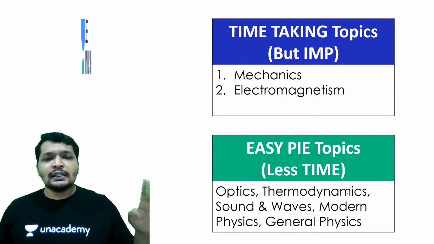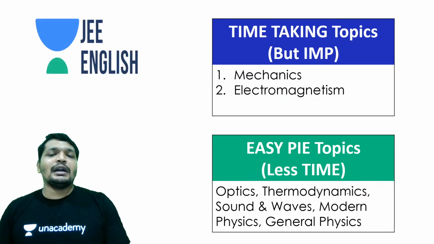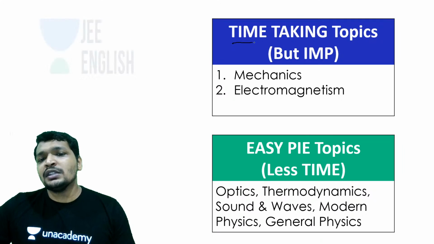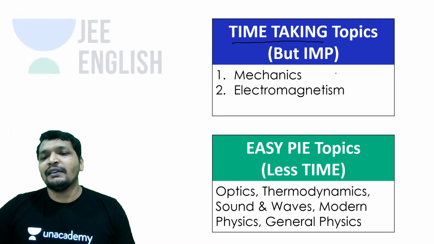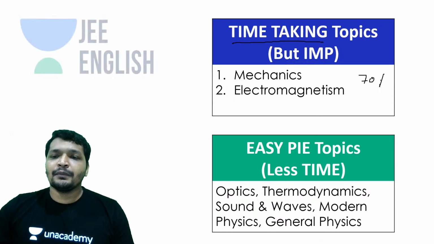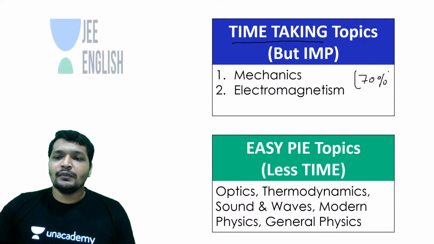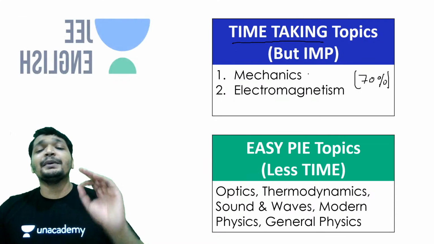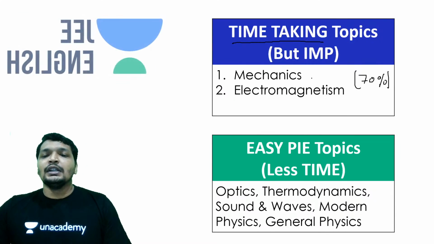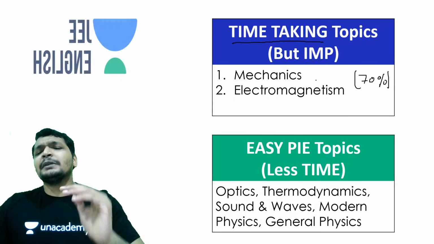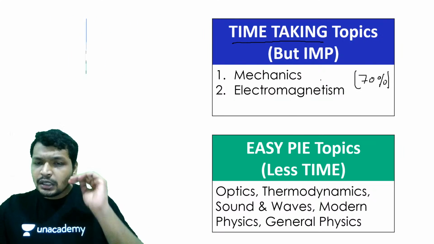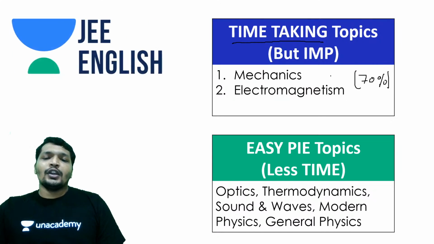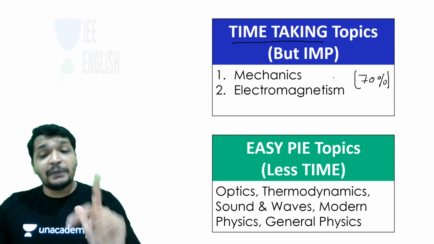Mechanics and electromagnetism is something that you have to complete. It's time taking, of course. Why you have to complete? Once we get into weightage analysis, right, it's 70% of it. These two topics are around 70% of the paper. If you want to cover the 70% of the paper, then you need to at least attack one of these topics. You cannot maintain completeness.